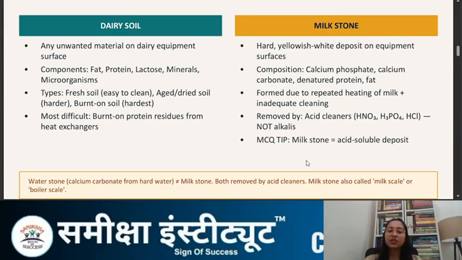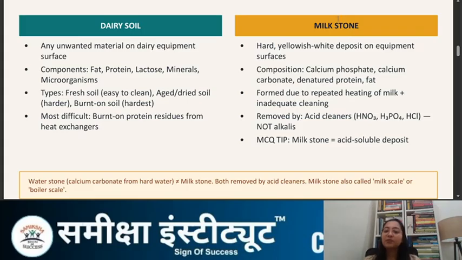Once we have used our dairy equipments, daily we need to clean it. We need to sanitize and sterilize it. So for that we need to remove the dairy soil. Different types of soil can be there: fresh, which is easy to clean, and aged or dried, which becomes harder and is very difficult to clean. Some are burnt-on soil, which is the hardest and most difficult form of soil to clean, because it leaves protein residues from heat exchangers. It will leave its residue and it will not be removed by usual cleansers.